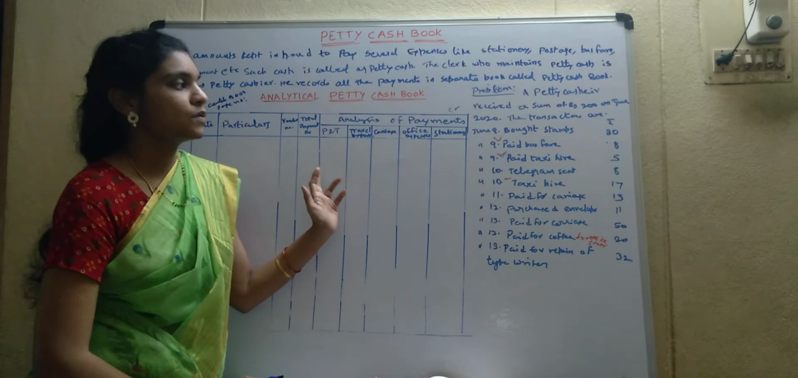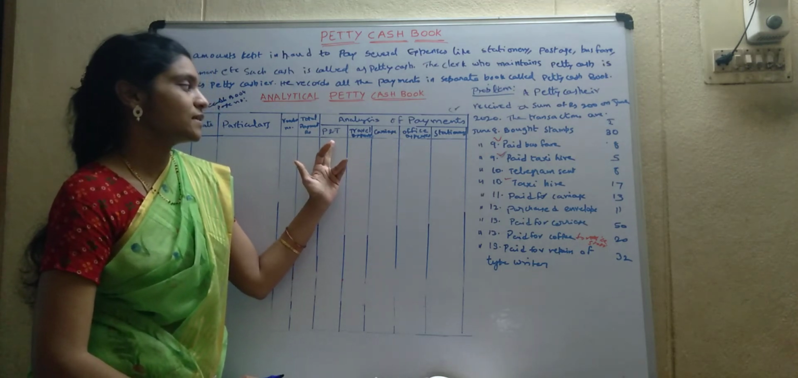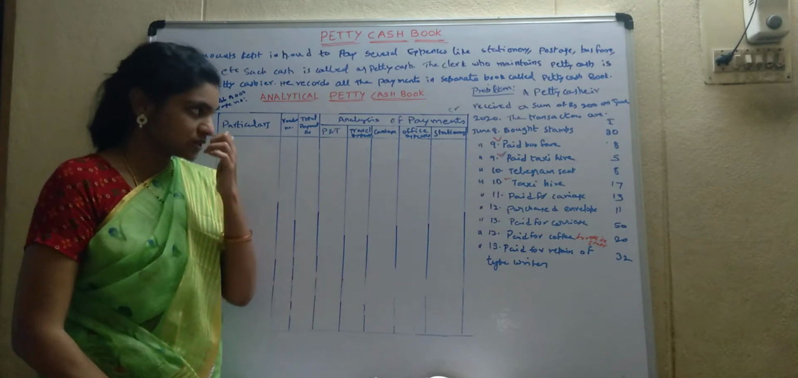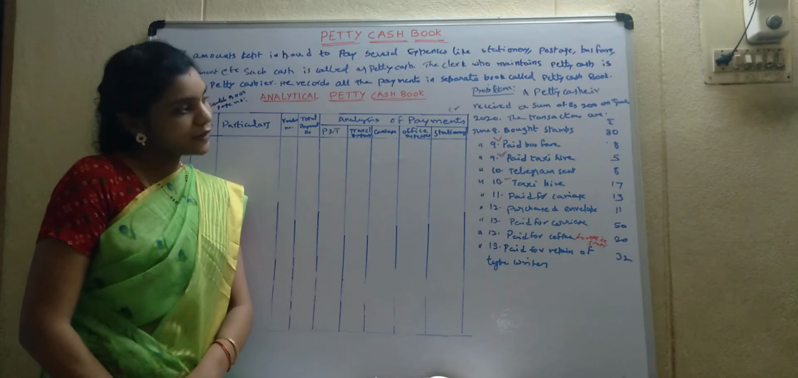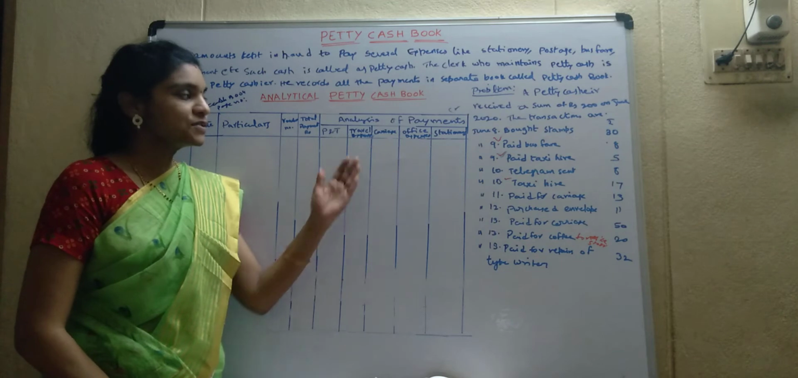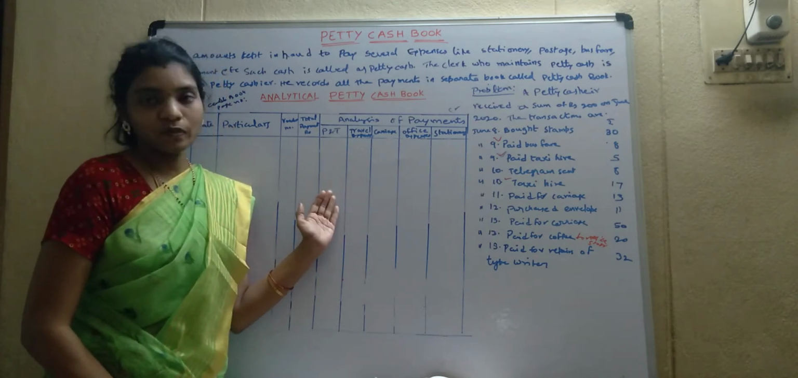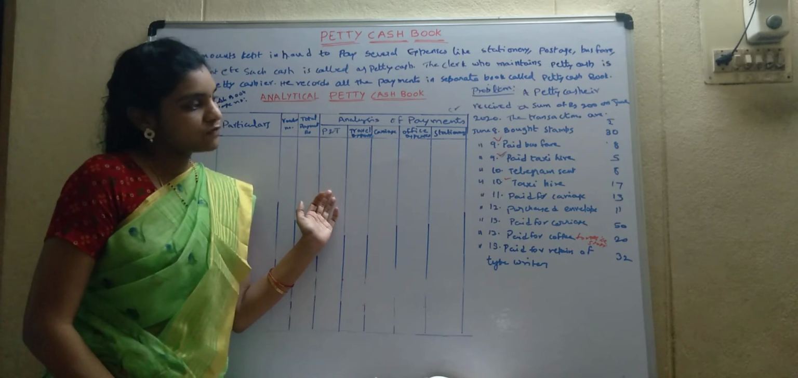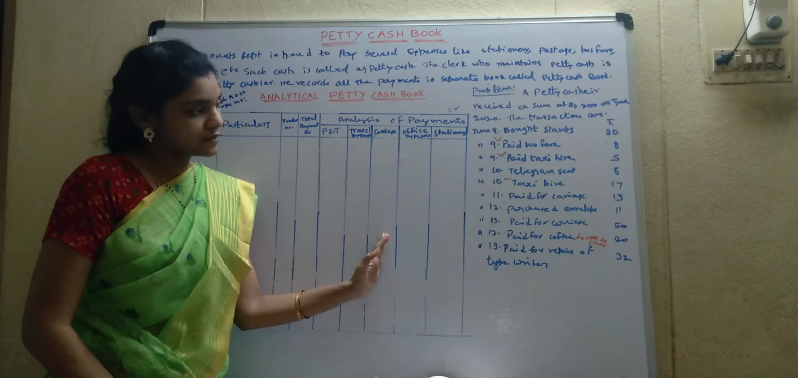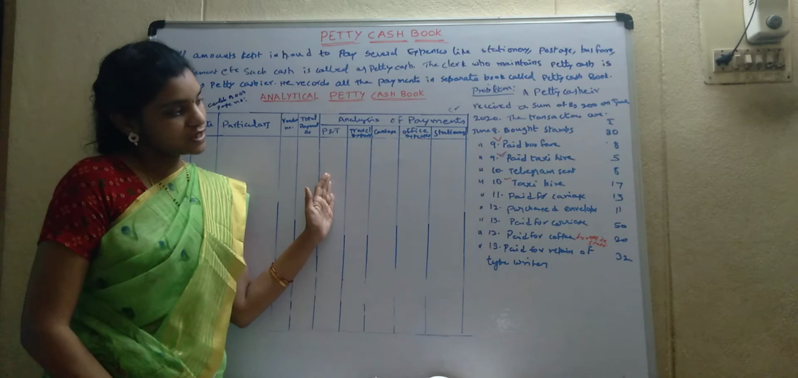we have to post it in postage and telegrams. P and T means postage and telegrams. Stamps belong to the postage and telegrams column. Paid bus fare, paid taxi hire, these all come under traveling expenses. Telegrams come under postage and telegrams. Paid for carriage, we maintain a separate column for carriage, so we have to record it in the carriage column. And purchased envelope again comes into postage and telegrams.